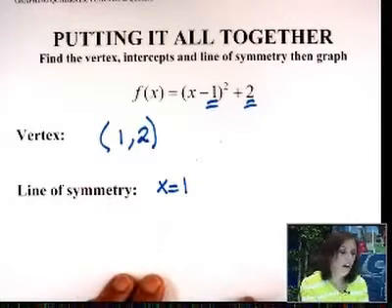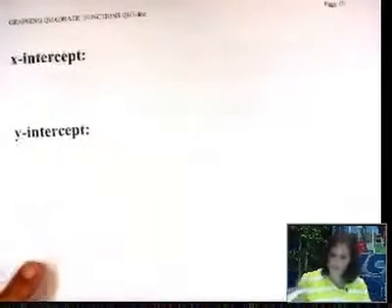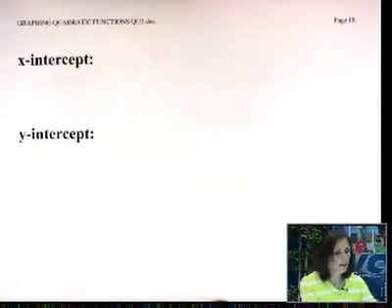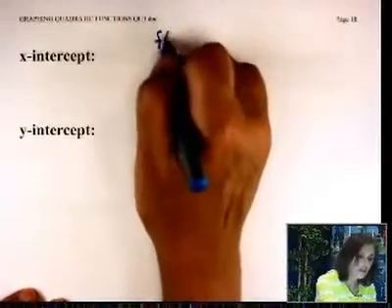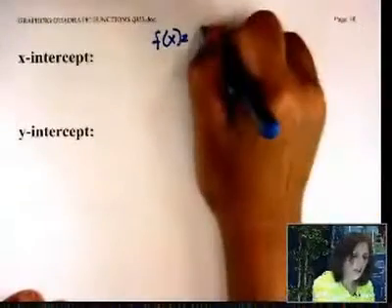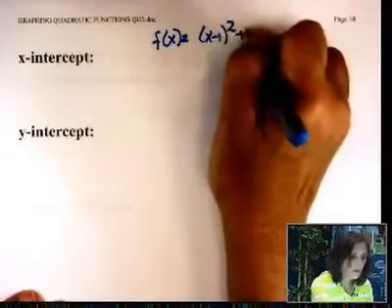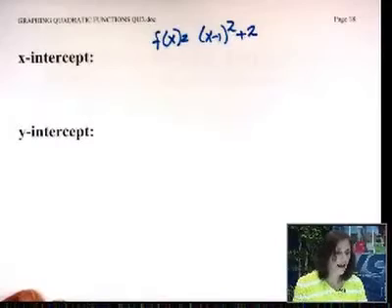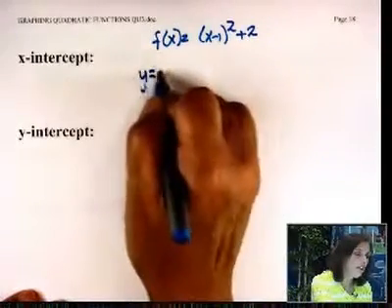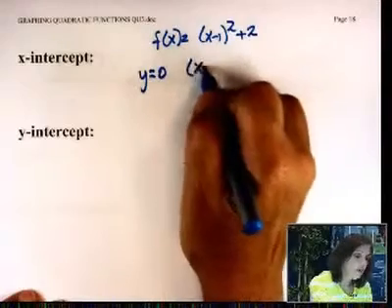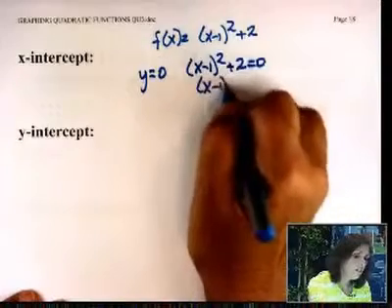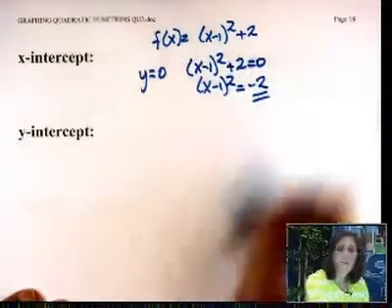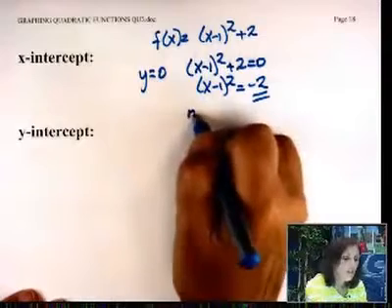All right. Let's go to the next stage. X-intercept. Let's put down the equation. The equation was f of x equals x minus 1 squared plus 2. And x-intercept, that's when y is 0. So x minus 1 squared plus 2 is 0. Move it over: x minus 1 squared equals negative 2. Oh, this is negative. I cannot take the square root. So no x-intercept.